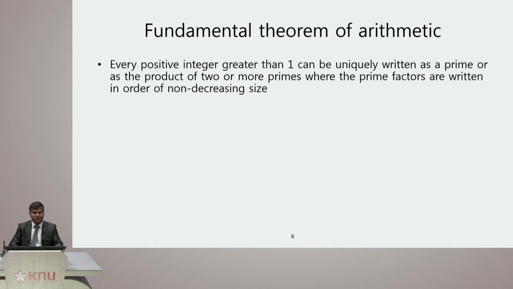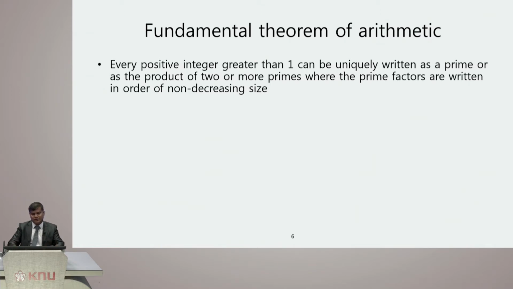So the basic fundamental theorem of arithmetic is this: every positive integer greater than 1 can be uniquely written as a prime or as a product of two or more primes, where the prime factors are written in order of non-decreasing size. What does it mean? Does it get confused with this theorem? Well, just read carefully. Every positive integer greater than 1.